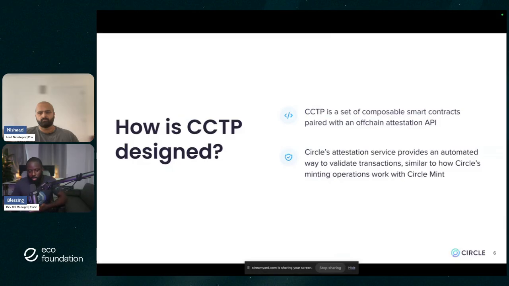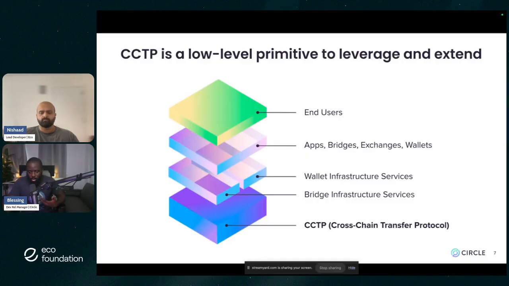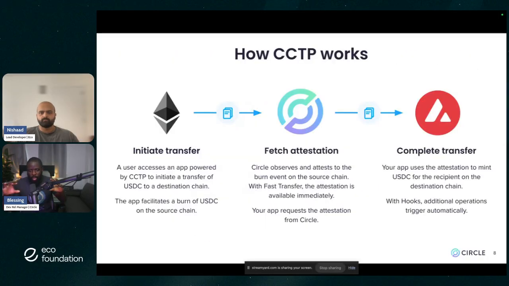So how is CCTP designed? CCTP is designed as a couple of composable smart contracts that is paired with what we call the off-chain attestation API. To explain how that works, if you're going from chain A to chain B, the attestation sits in the middle. When you make a function call to the smart contract on chain A, which we know as the source chain, that bonds USDC on chain A, and for us to attest to the fact that that bond event actually took place, we need to fetch the attestation.